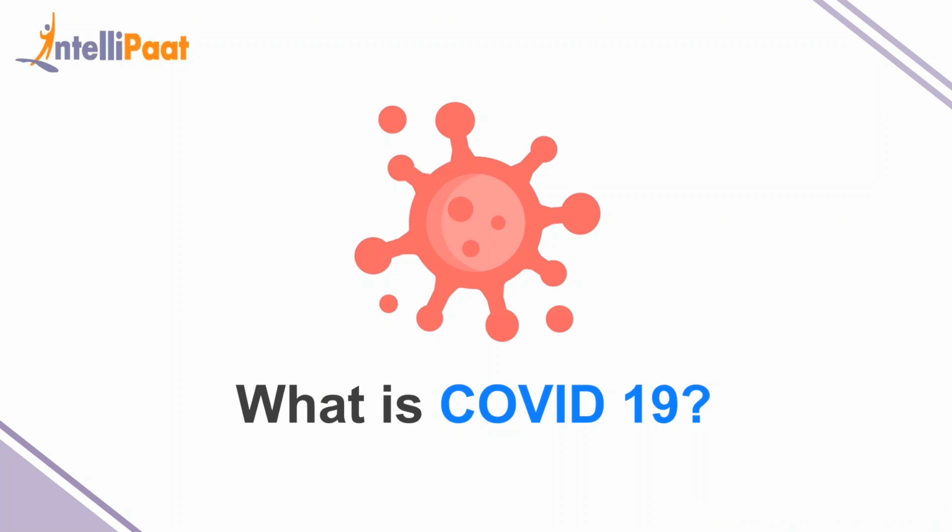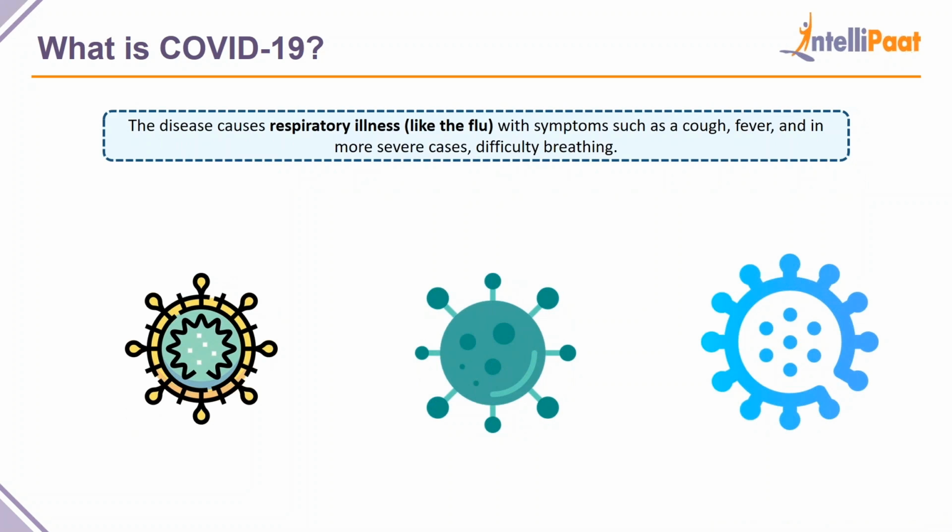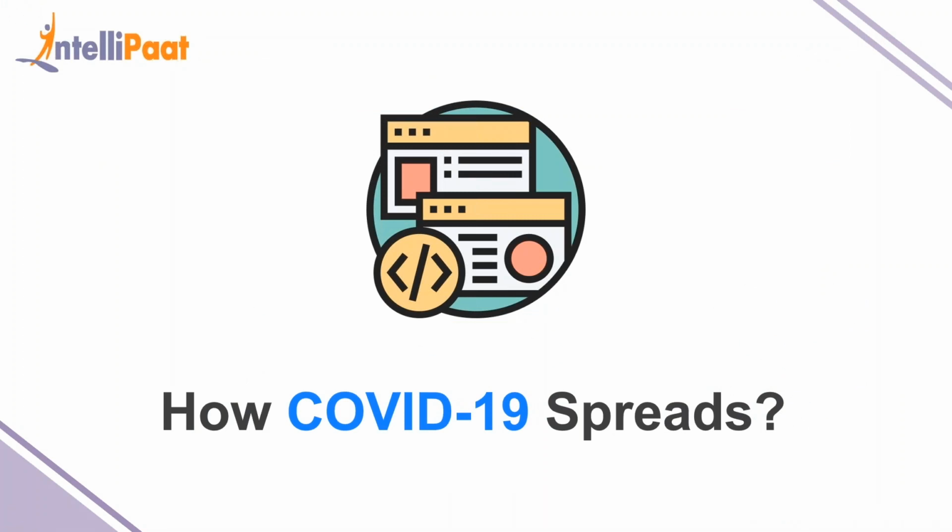So what is COVID-19? Well, COVID-19 stands for coronavirus disease. It's an infectious disease that's caused by a new virus, and it started spreading from China's Wuhan district. This disease causes respiratory illness, something like the flu, and the symptoms include cough, fever, and in the most severe cases, difficulty in breathing.